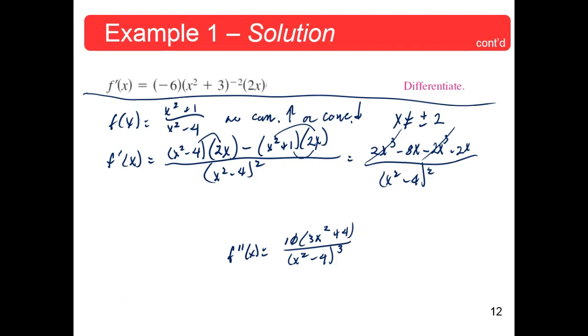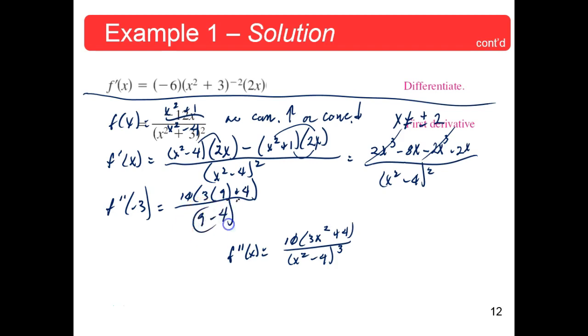So we need to look to the left of minus 2, in between plus and minus 2, and to the right of positive 2. So pick me a test value to the left of minus 2. Anyone will do. Negative 3 sounds like a good one. So let's plug in f double prime of negative 3. And I'm really not interested in what the value is. I'm interested in what the sign is, S-I-G-N, sign. So this will be 10 times 3 times negative 3 squared, which is 9, plus 4, over negative 3 squared, again 9, minus 4 cubed.